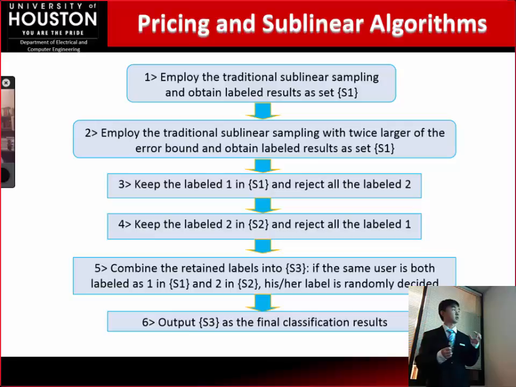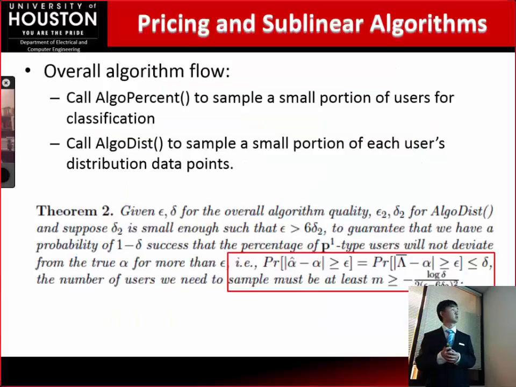And in the fifth step, I merge these two label sets. In this situation, there will be some conflicts when the same data point is labeled as 1 in S1 and 2 in S2. For this situation, we just randomly decide the cluster label. And we output S3 as the final classification result. Through this, we propose the overall algorithm flow.